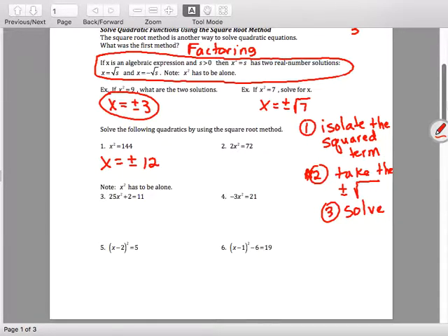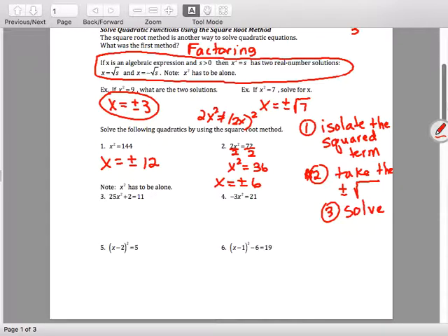Number 2. All right, Edward, what does isolate the squared term mean in number 2? Get x alone. Okay, so how would I do it? Divide by 2. Good. Do you understand, guys? 2x squared is not this. These are not the same. So this is x squared equals 36. And then Safe, what was step 2 again? Plus or minus, and I know the square root of 36, that's 6.